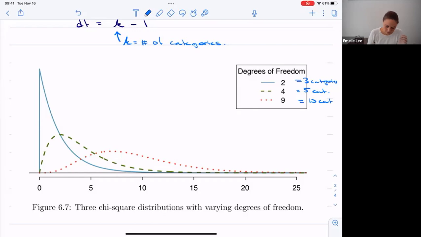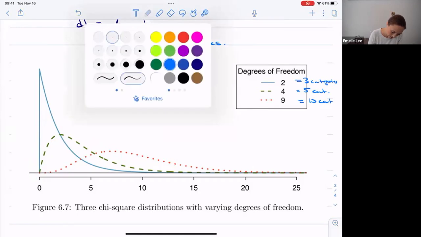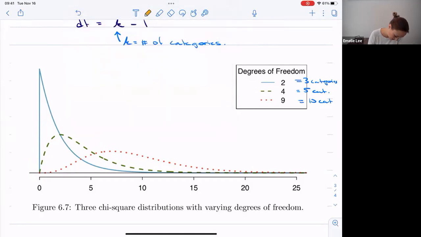So what does this look like? Well, the chi-squared always starts at 0. It's always going to be a skewed distribution, and it's always going to be skewed to the right.